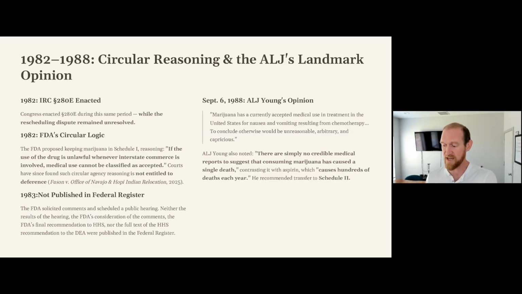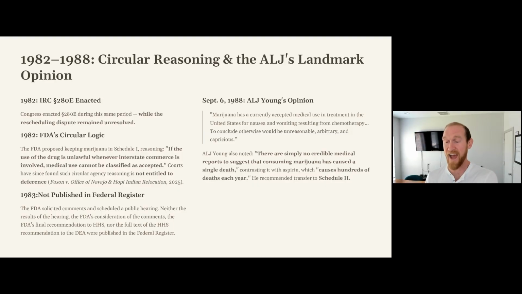Nearly all medicines have toxic potential lethal effects, but marijuana is not such a substance. Despite the long history of use and extraordinarily high numbers of social smokers, there are simply no credible medical reports to suggest that consuming marijuana has caused a single death.